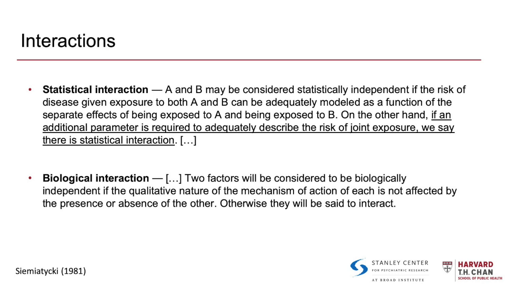Biological interaction, sometimes called interdependence, is the operation of two or more biological causes of a disease. So two factors will be considered biologically independent if the qualitative nature of the action of each exposure is not affected by the presence or absence of the other. If one is interdependent on the other, we would say that there is biological interaction.